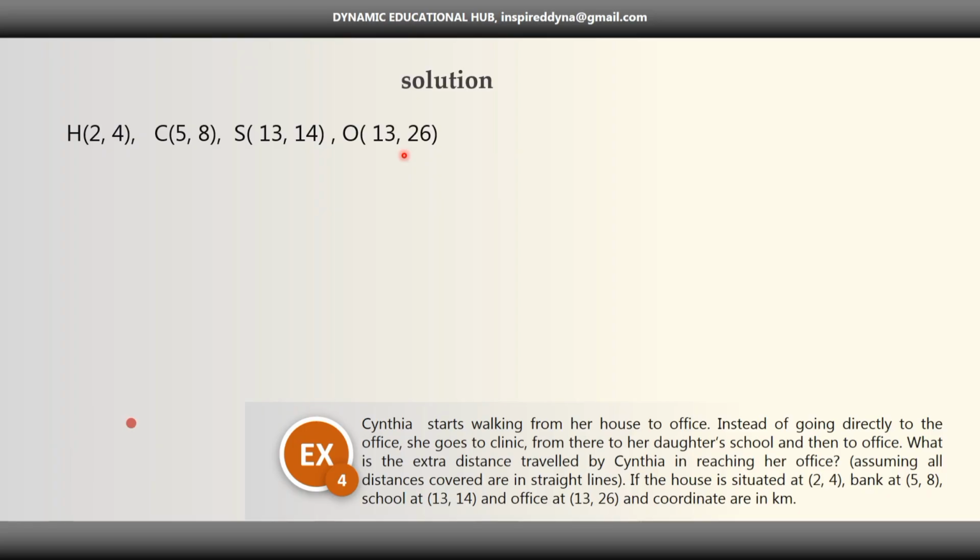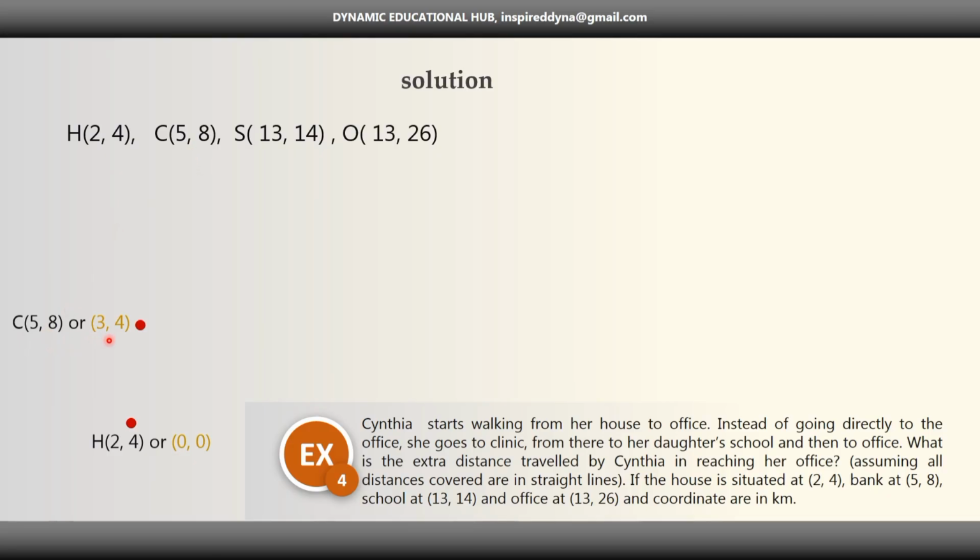Now the first one is the house, which is 2,4, and you can also call it 0,0. Why am I using 0,0? Because this is the starting point, which means the origin. So either you use this or you use this. Let me show you how to apply this for defining other positions. The next one is C, which represents the clinic, and that is 5,8 or 3,4.